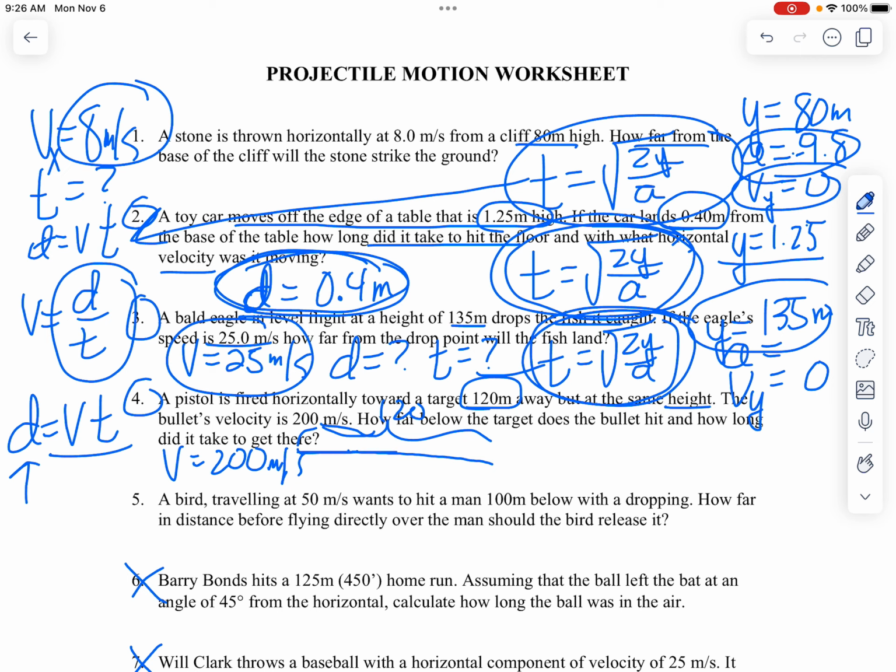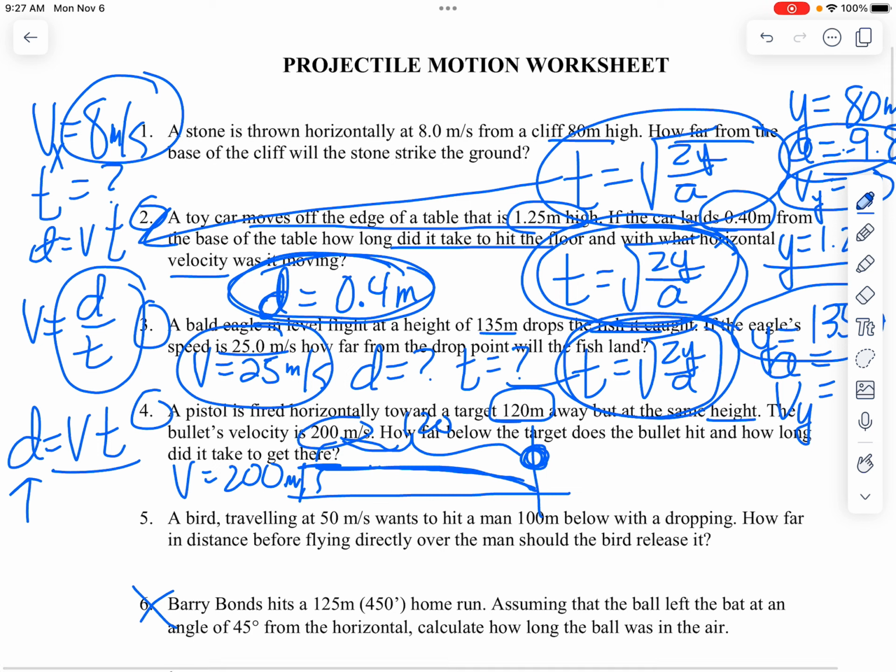Basically, you're trying to find the height. Imagine that this is the ground. It's not going to actually hit the ground. It's going to hit below the target, though. This is your target. And that target is 120 meters away from where you shoot it. The bullet is going 200 meters per second.